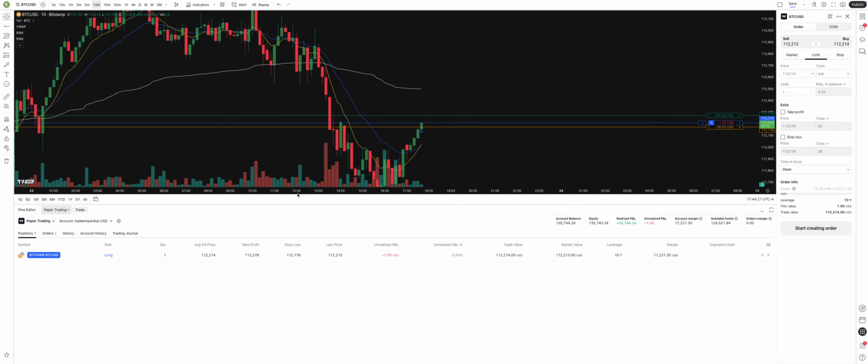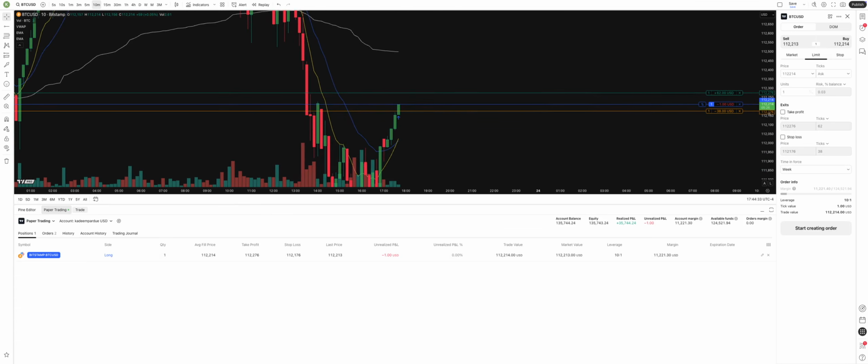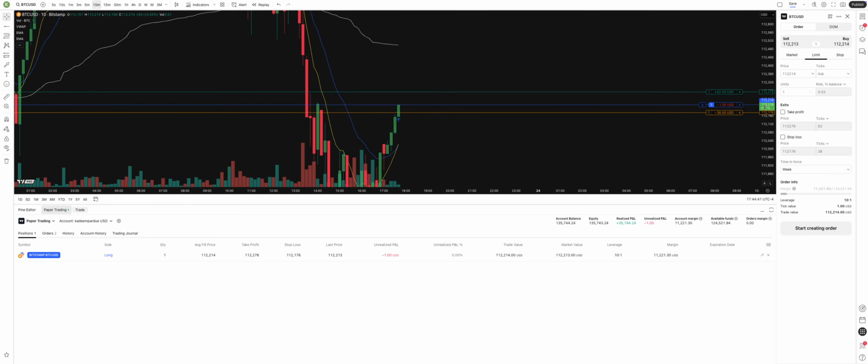So now I've taken a long position with a stop loss at 112,176 and a take profit at 112,276, right? My current price is 112,214. So we see our average fill price here, our take profit, our stop loss, and then our current P&L, right?